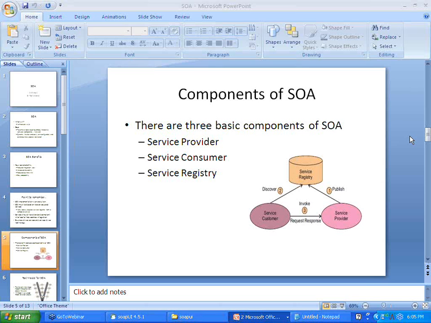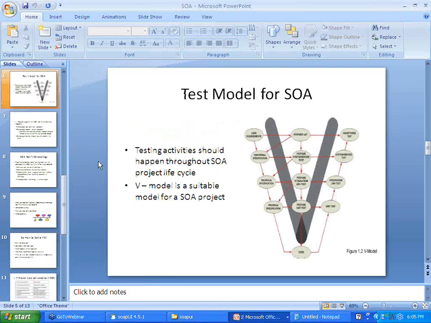In testing at any point of time, right? So let us see how it applies to SOA. So the V model for SOA: testing activities should happen throughout the SOA project life cycle. Just like your SDLC, even your service-oriented architecture projects have a life cycle. So V model is a suitable model for this.